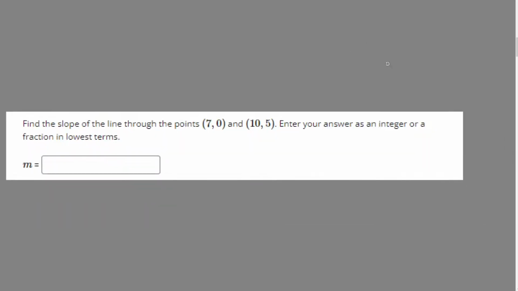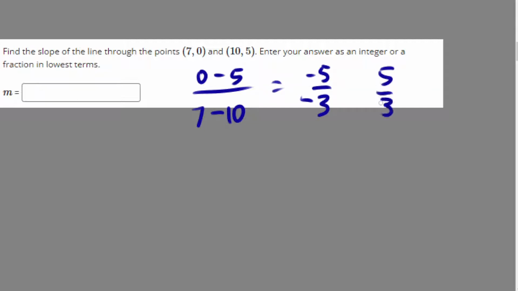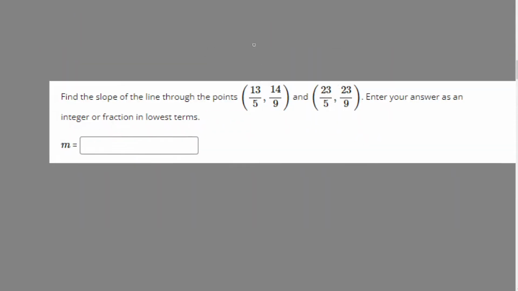This one says, find the slope of the line through the points 7, 0, and 10, 5. We'll use our slope form equation, which is y1 minus y2 over x1 minus x2. So 0 minus 5 over 7 minus 10, which will give you negative 5 over negative 3, which will give you positive 5 over 3. That's our slope. That's already simplified as much as it can be.